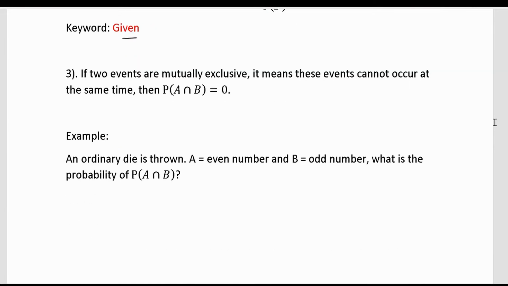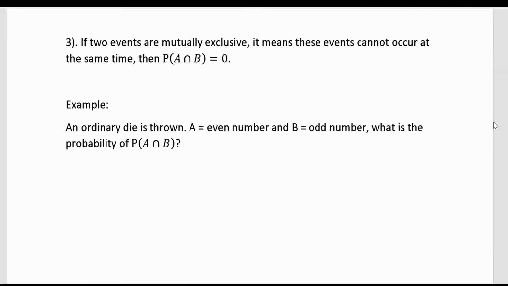Now we look at point 3. If two events are mutually exclusive, it means these events cannot occur at the same time, and then the probability of A intersect B is equal to 0. Let's look at an example here. An ordinary die is thrown. Event A is that the number is an even number, and B is an odd number. So what is the probability of A intersect with B?